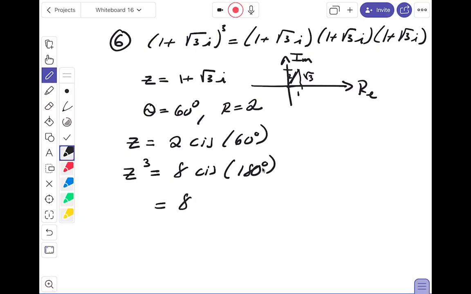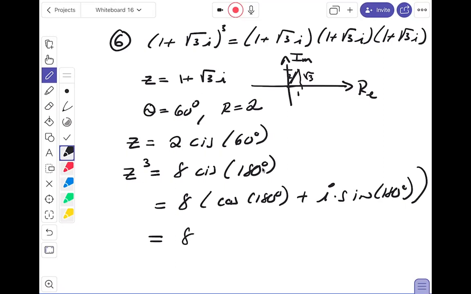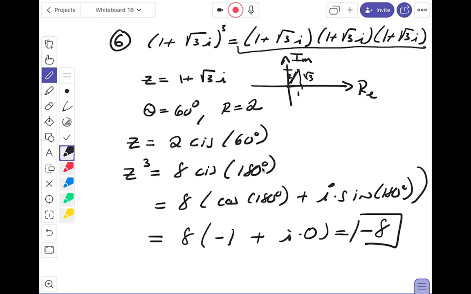Let's go through this. What's going to be 8? Remember what CIS stands for. Cosine of 180 degrees plus i, that's the CI. Now the S is sine of 180 degrees. Well, I think I can do that. What's the cosine of 180? Minus 1. What's the sine of 180? 0. So what do you get? Minus 8. Here's the deal: if you multiply this out, you're still going to get minus 8. All right, let's keep going. That's number 6. We'll go to number 7 now.